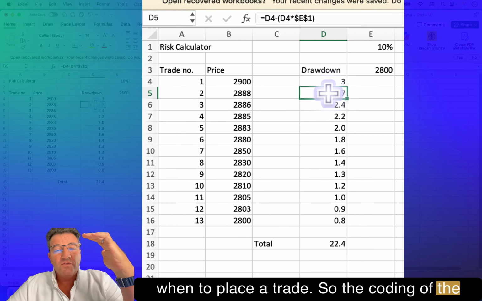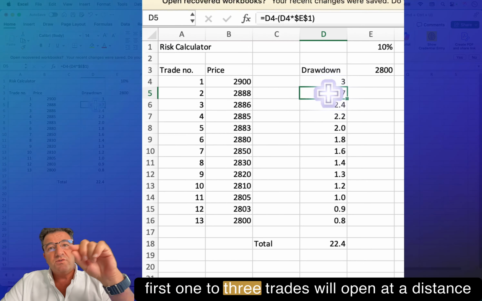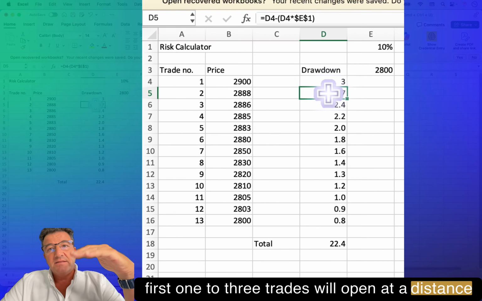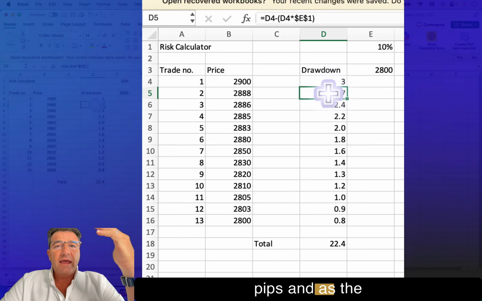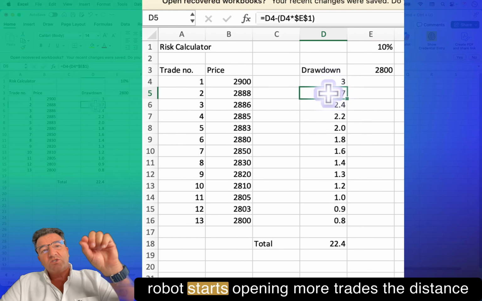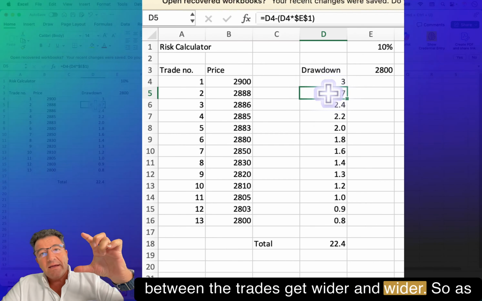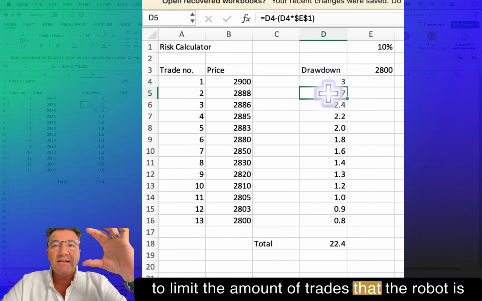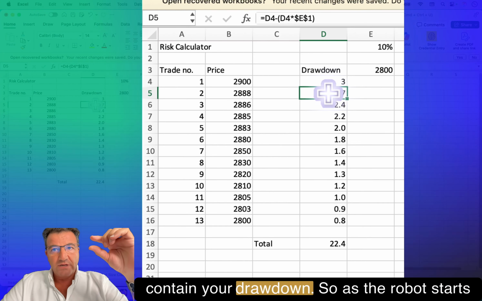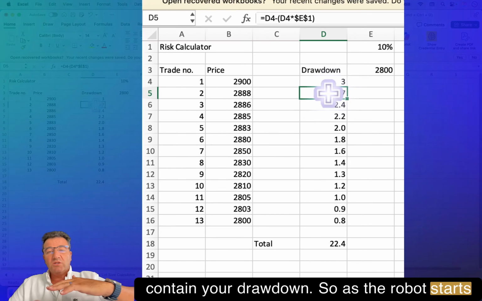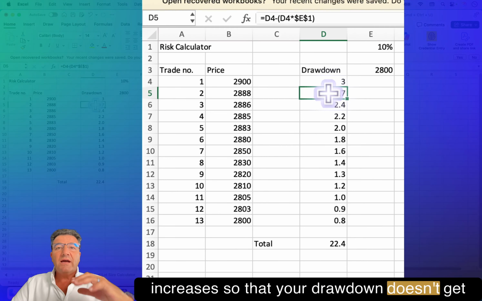So the robot is coded so that your first 1 to 3 trades will open at a distance of, let's say, 20 pips. And as the robot starts opening more trades, the distance between the trades gets wider and wider, so as to limit the amount of trades that the robot is going to open. And the reason for that is to contain your drawdown. So as the robot starts opening trades, the distance between trades increases so that your drawdown doesn't get out of hand.